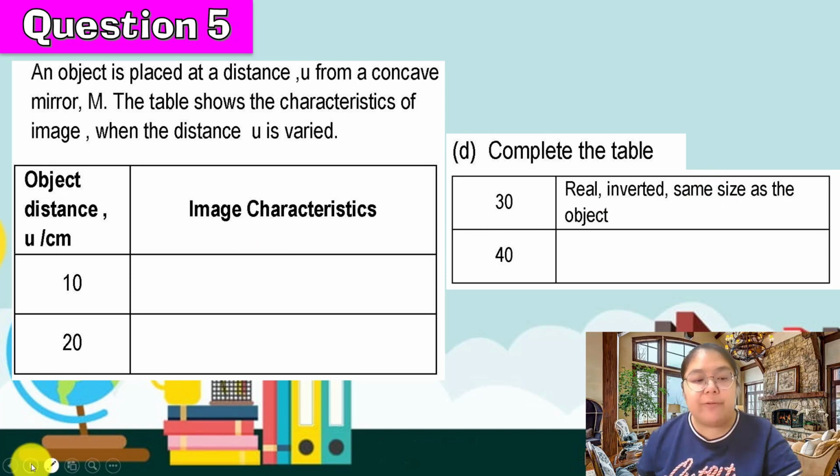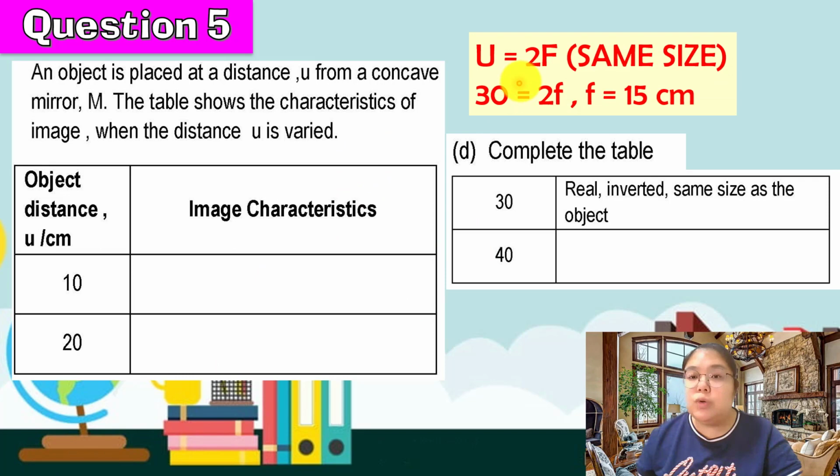So from here I find out the situation is U equal to 2F. When this is the situation, I get the same size. So now U is 30 cm, equal to 2F. From here, I can work out what the F is. The focal length is just 15 cm. So when the focal length is 15 cm, when the object is 10 cm, you are less than F. So 10 is less than F, what is the characteristic?